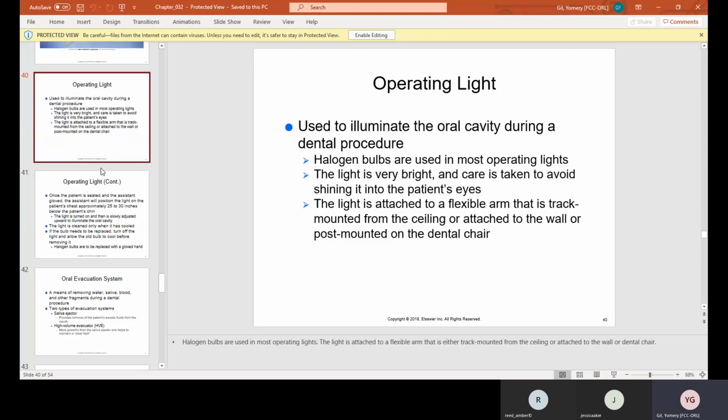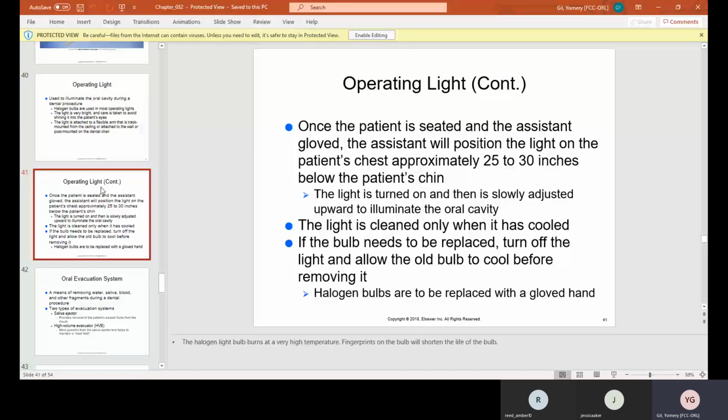The light is complete when it has cooled, because if the bulb needs to be replaced, turn off the light and allow for removing it. Halogen bulbs are to be replaced with a gloved hand. Sometimes those bulbs need to be replaced by somebody who knows about that stuff. Sometimes they cannot be replaced by the dental assistant alone.